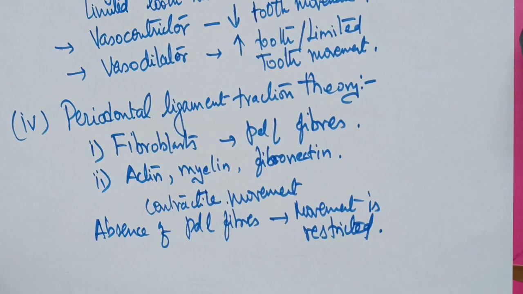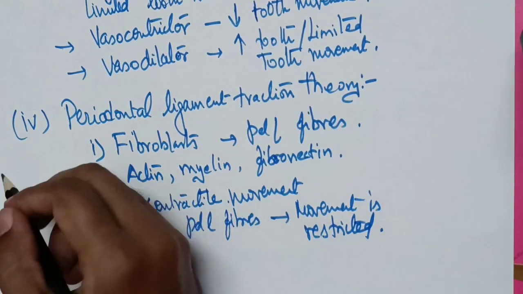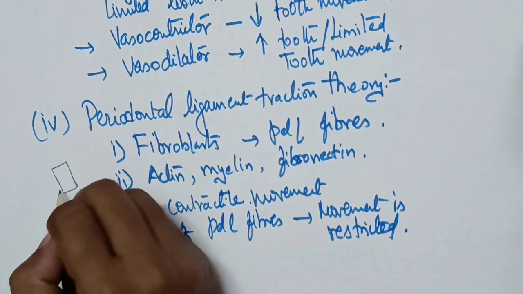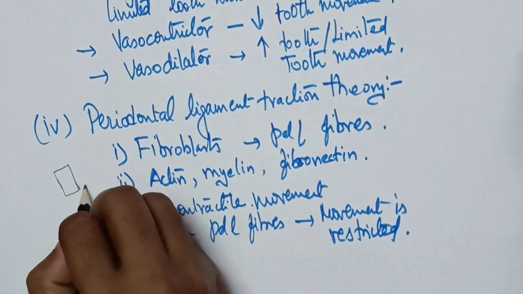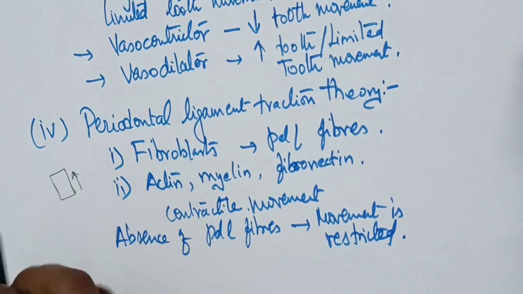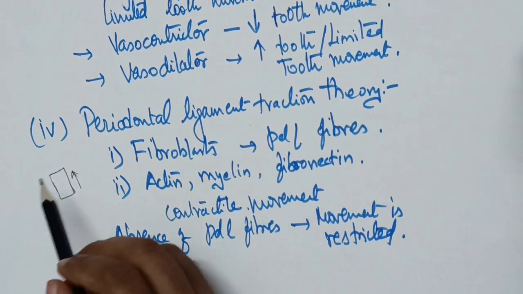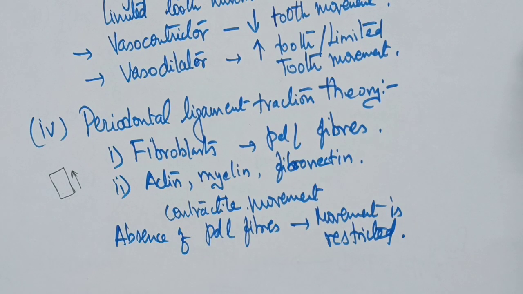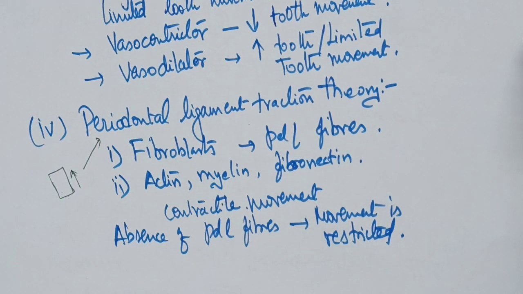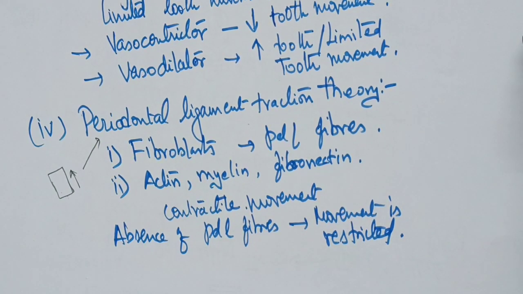Or if you keep some other material instead of the tooth in the periodontal ligament area, this causes eruption of this material. If you place some other material, with the help of periodontal ligament fibers being present, this causes the material to erupt, not in the oral cavity, but in that place. So this clearly shows this periodontal ligament is highly important as a primary factor that helps in tooth eruption.